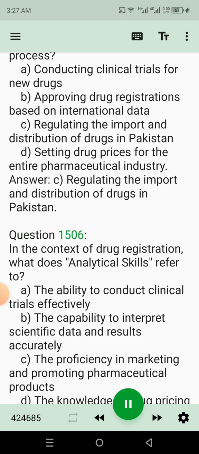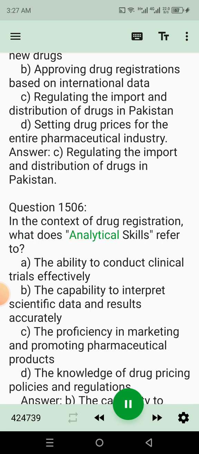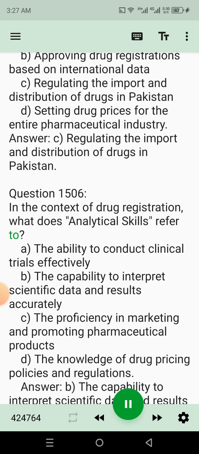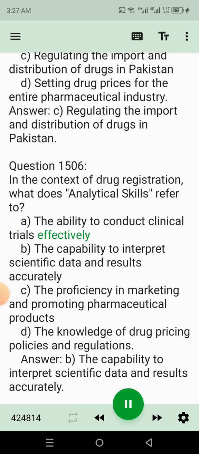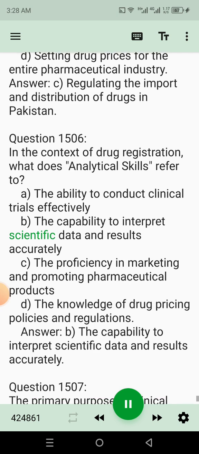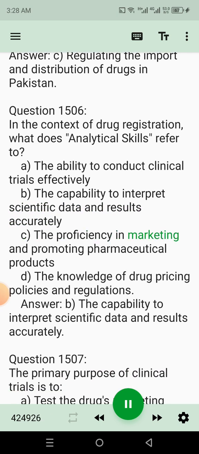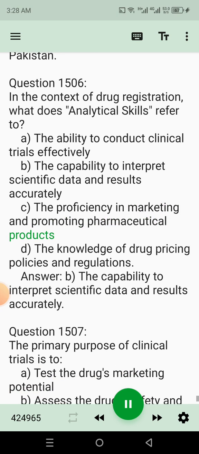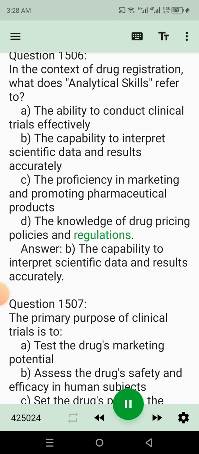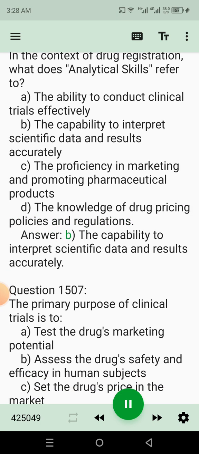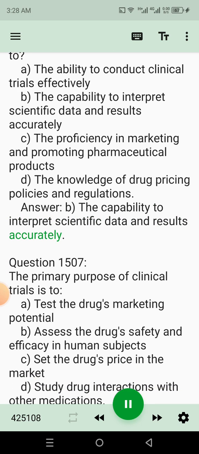Question 1506. In the context of drug registration, what does analytical skills refer to? A. The ability to conduct clinical trials effectively. B. The capability to interpret scientific data and results accurately. C. The proficiency in marketing and promoting pharmaceutical products. D. The knowledge of drug pricing policies and regulations. Answer. B. The capability to interpret scientific data and results accurately.